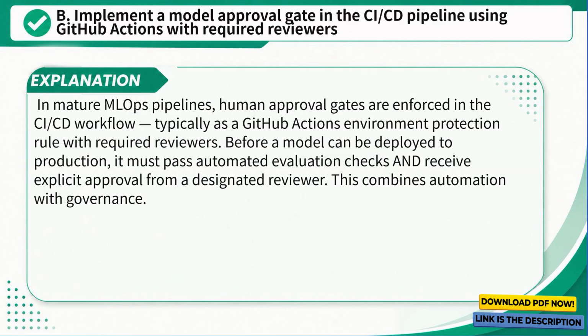Explanation. In mature MLOps pipelines, human approval gates are enforced in the CI/CD workflow, typically as a GitHub Actions environment protection rule with required reviewers. Before a model can be deployed to production, it must pass automated evaluation checks and receive explicit approval from a designated reviewer. This combines automation with governance.